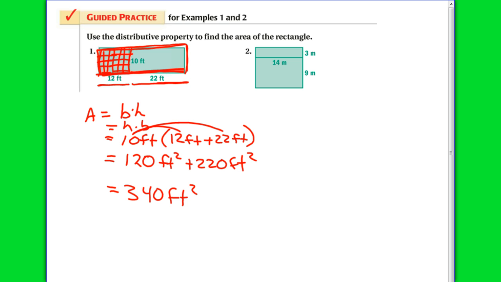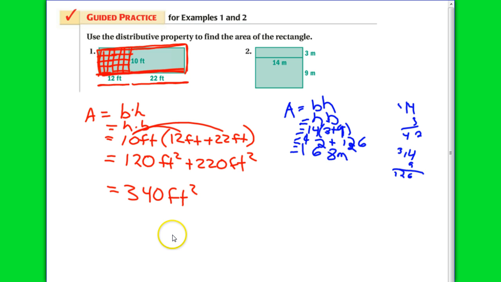Okay, go ahead and try number 2, and we'll come back and check. Looks really good. She has the formula and is showing some distribution here. Even though you could add 9 plus 3 and call it 12 times 14. You could. But she was showing the distributive property. And then the answer, 168 meters squared.